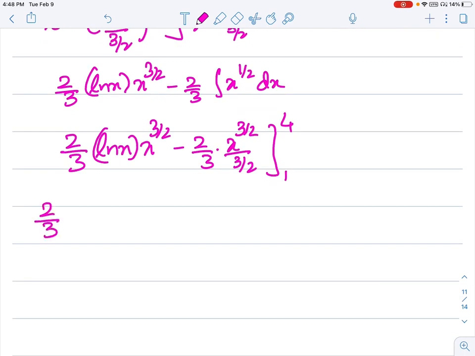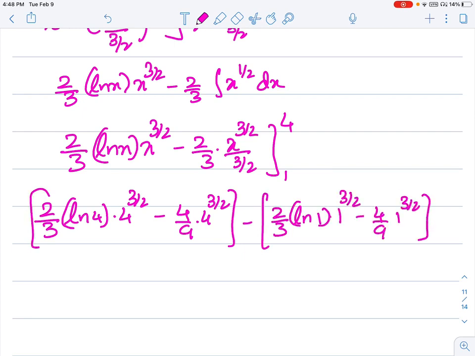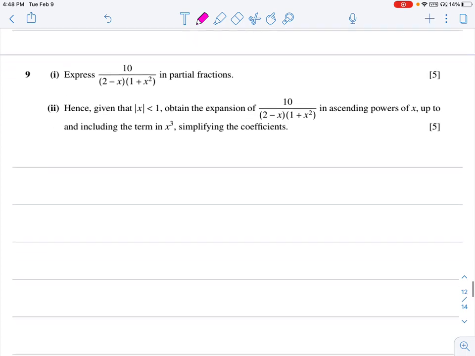So substitute the upper limit, ln 4 power 3 by 2 minus 4 by 9, 4 power 3 by 2. Substitute the lower limit, 2 upon 3 ln 1 power 3 by 2 minus 4 by 9, 1 power 3 by 2. So directly I'm writing the answer. Answer is 4.28. That's question number 8.